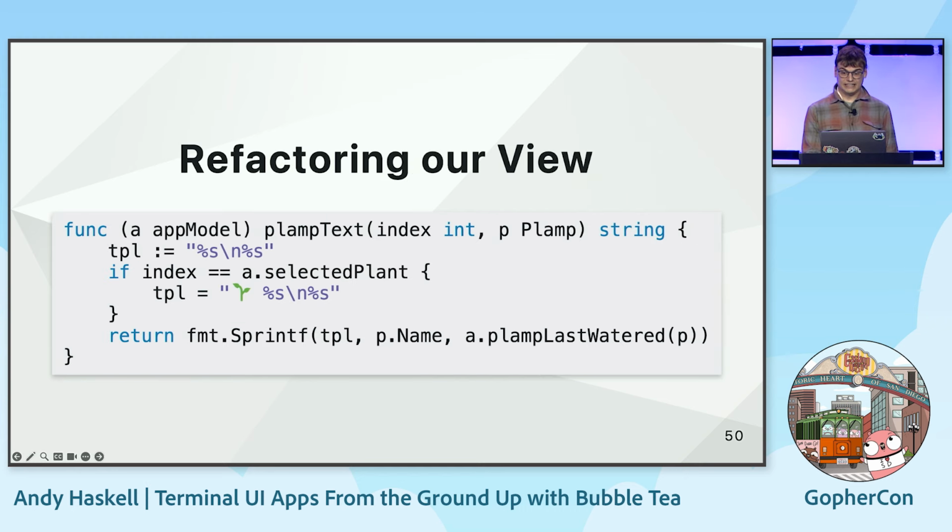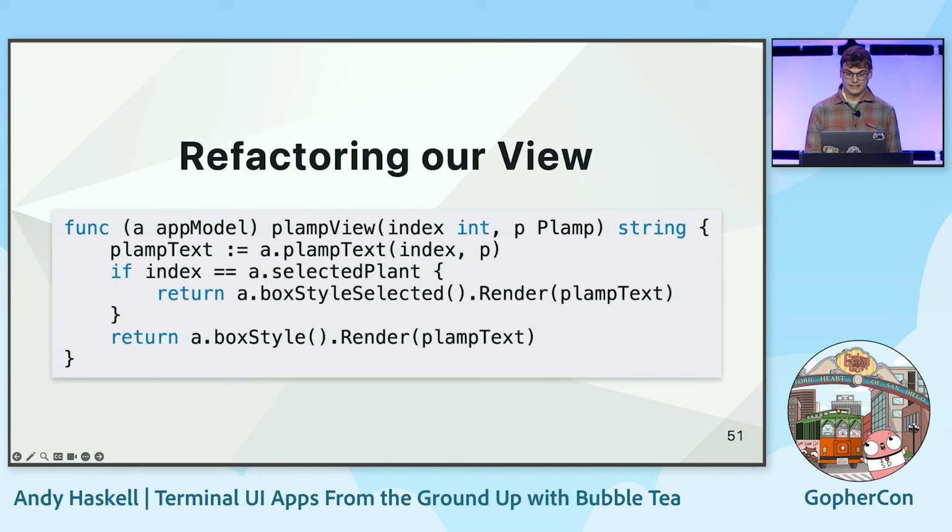Now, in plant text, we're making just a couple small changes. First, we dropped the leading spaces on each line of the plant's text box, since now the indentation is managed by lip gloss, so we don't need to add those leading spaces ourselves.